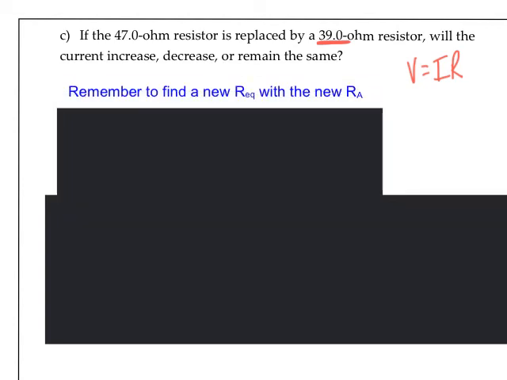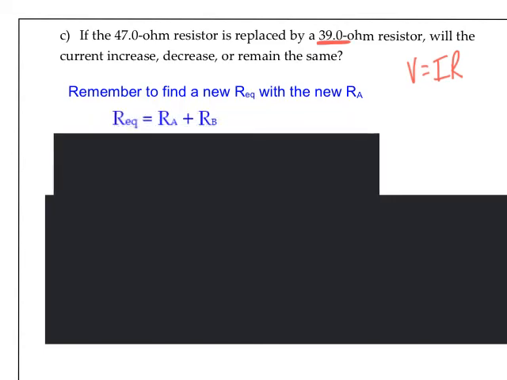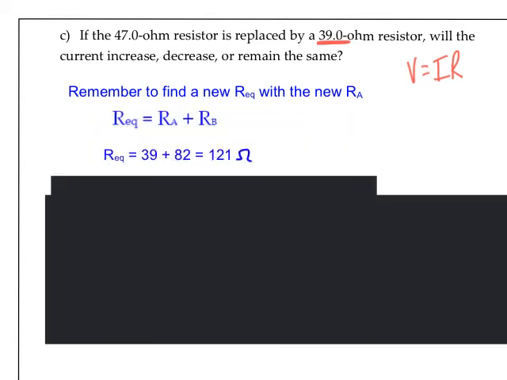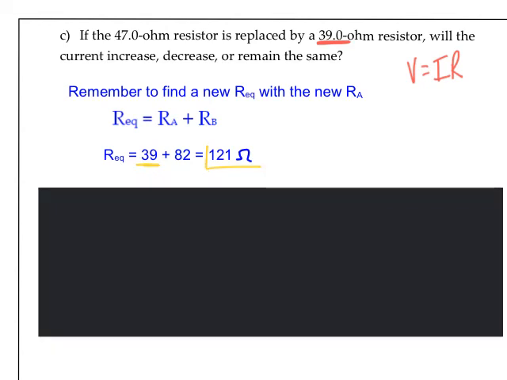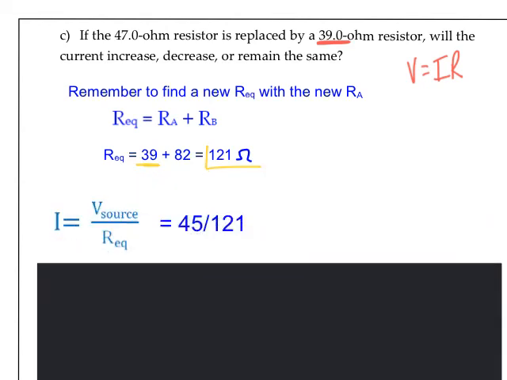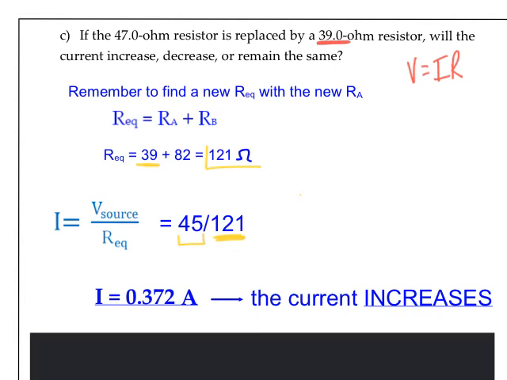So first, remember to find a new equivalent resistance with that new resistor A. So we're going to plug those numbers in. We've replaced our 47 ohms now with 39, and that gives us a new equivalent of 121 ohms. From there, we can go back to the formula we used earlier, where we take the voltage source and divide it by the equivalent resistance, and we're substituting in that new equivalent R, and our 45 volts from the source remain the same. And then once you plug those in, you should see that we get a value of 0.372 amps. And when we compare that to the answer from part A, we do see that the current does in fact increase.